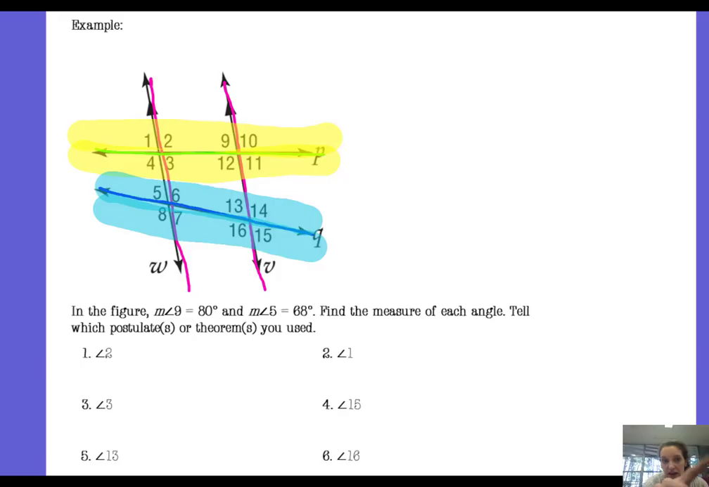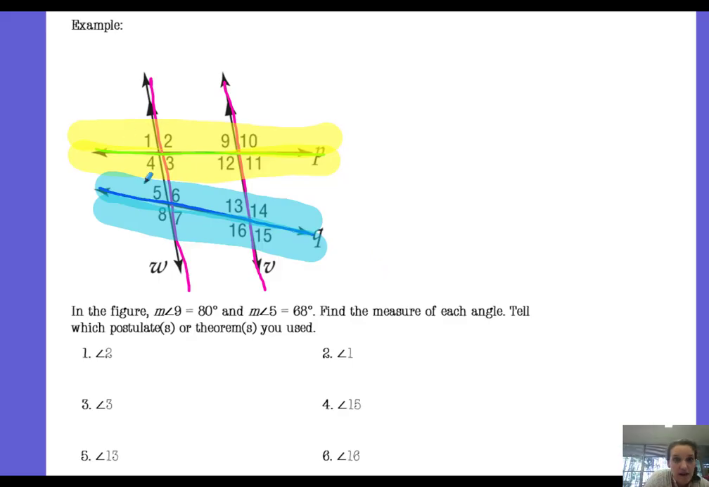But if I was going to go the other way, P and Q are not parallel. So if I was considering the angles along transversal W, the special relationships would not apply because P and Q are not parallel. If I was going to travel along transversal V and look at all of these angles, those special relationships would not apply because those lines are not parallel.